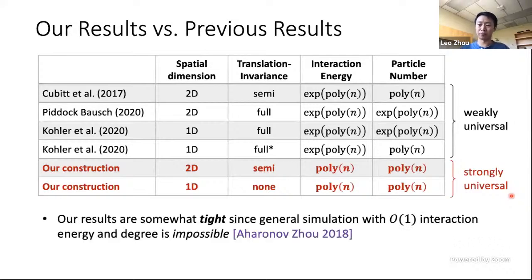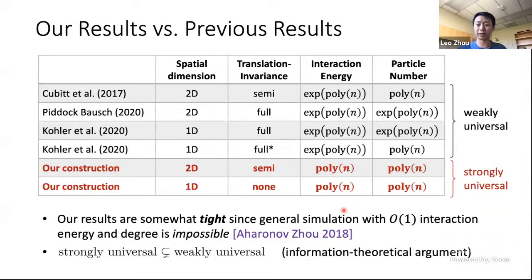And I will make a couple of remarks here. So first, I will note that our results are somewhat tight because in an earlier work that I did with Dorit in 2018, we showed that general simulation of Hamiltonians with only constant interaction energy and degree is impossible. So this basically means that it's unlikely that we're able to lower the interaction energy from polynomial to anything below. I mean, I guess there is possible room for a logarithmic energy, but certainly we cannot do it with constant energy.